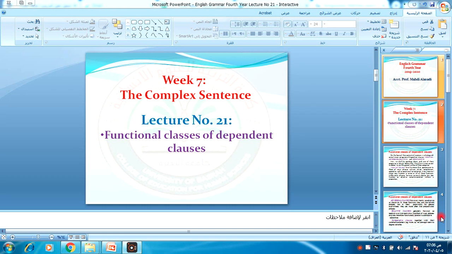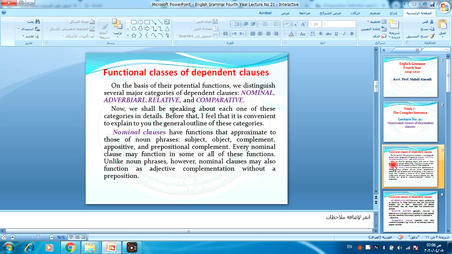Today, lecture 21 is devoted to speaking about functional classes of dependent clauses. Now, on the basis of their potential functions, we distinguish several major categories of dependent clauses. These categories are: nominal clauses, adverbial clauses, relative clauses, and comparative clauses. We shall be speaking about each one of these categories in detail. Before that, I feel that it is convenient to explain to you the general outline of these categories.